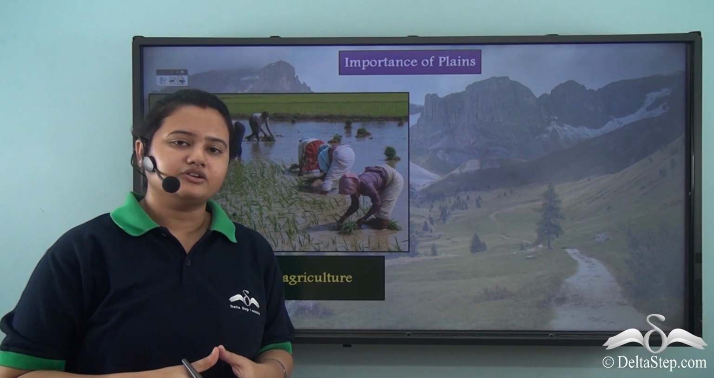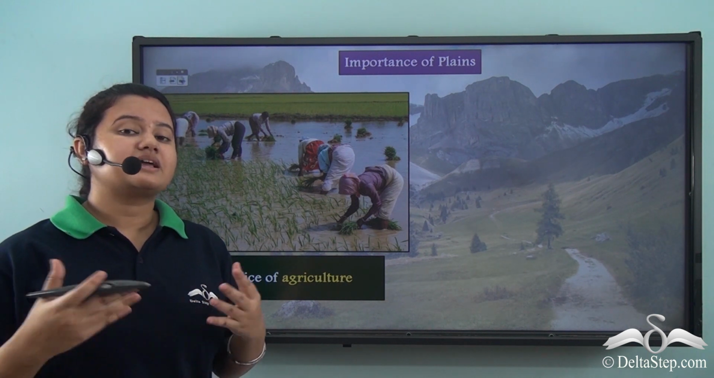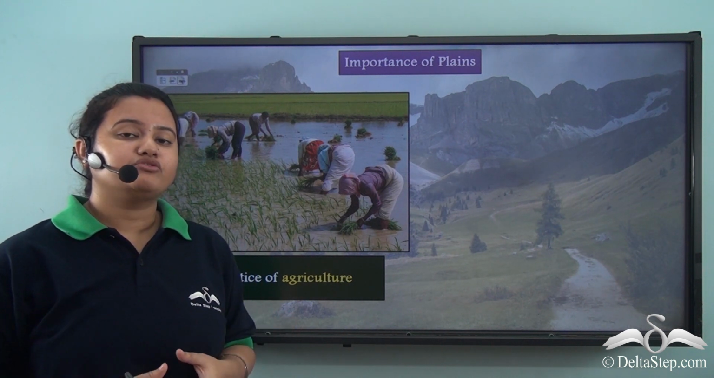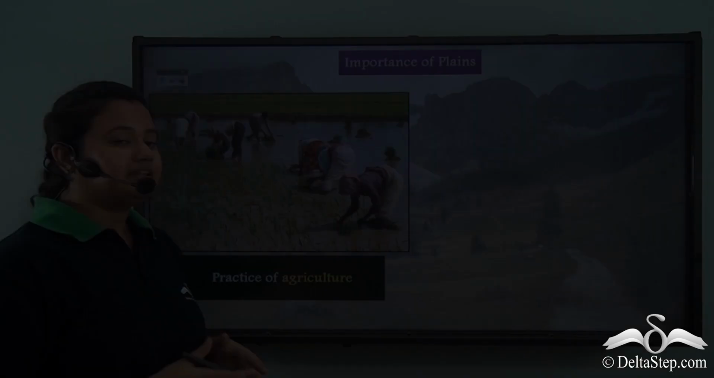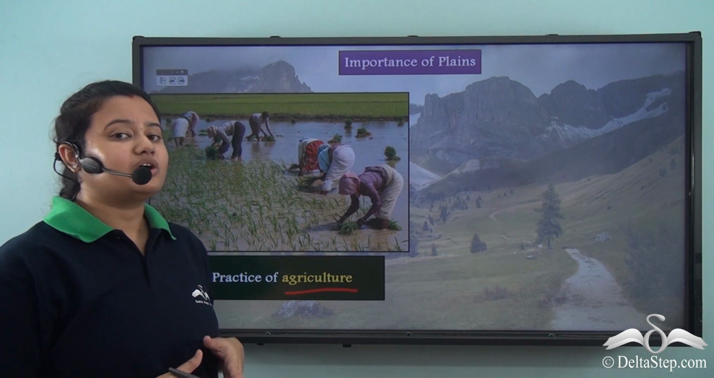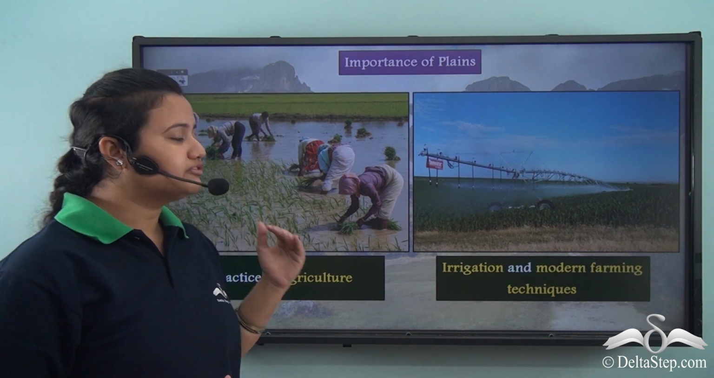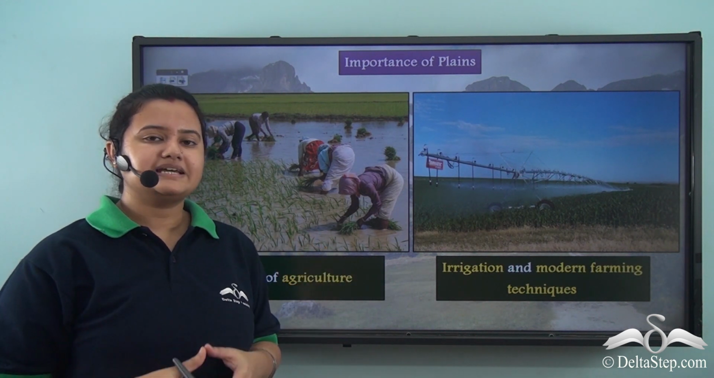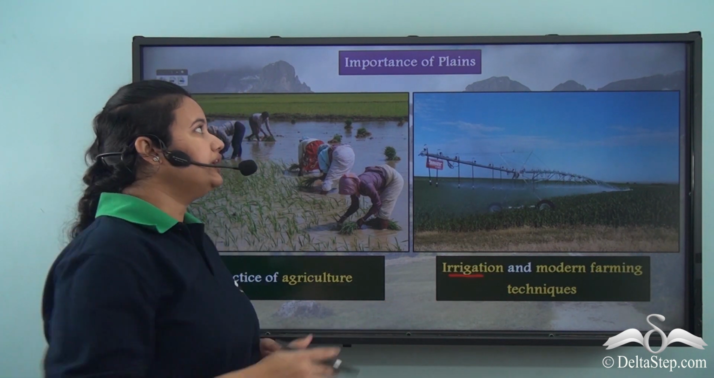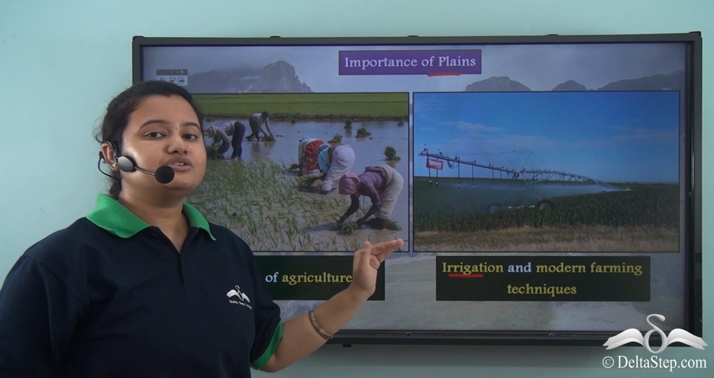Well, now that we have understood the meaning of plains and how they are formed, let us now discuss the various importance of plains. Plains, as we know, are very fertile and therefore they are very good for growing crops. Thus, agriculture, which is the primary mode of occupation, can be practiced on plains. Now, since plains have a flat terrain, modern farming techniques like irrigation and use of tractors can be easily carried out on plains. Therefore, plains facilitate agriculture and use of modern farming techniques.